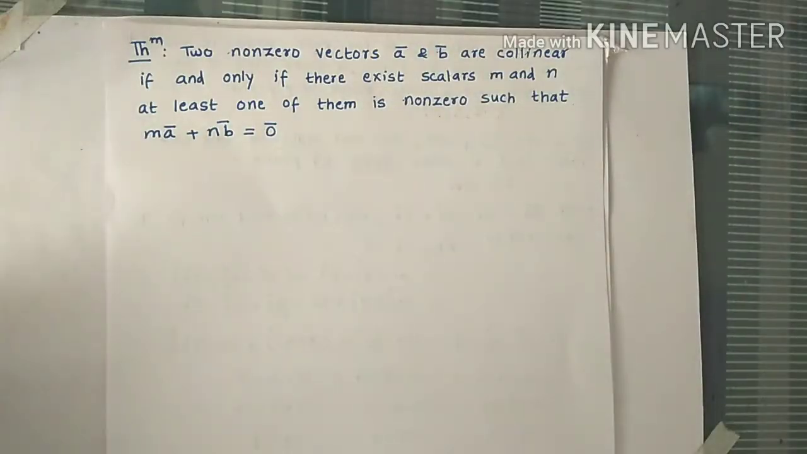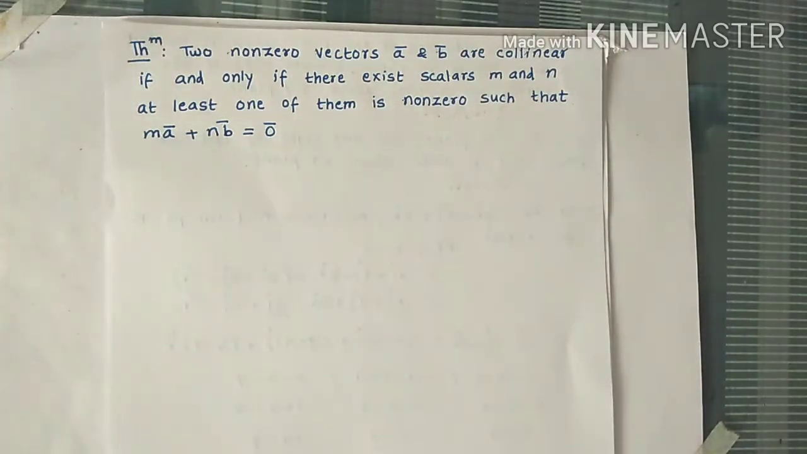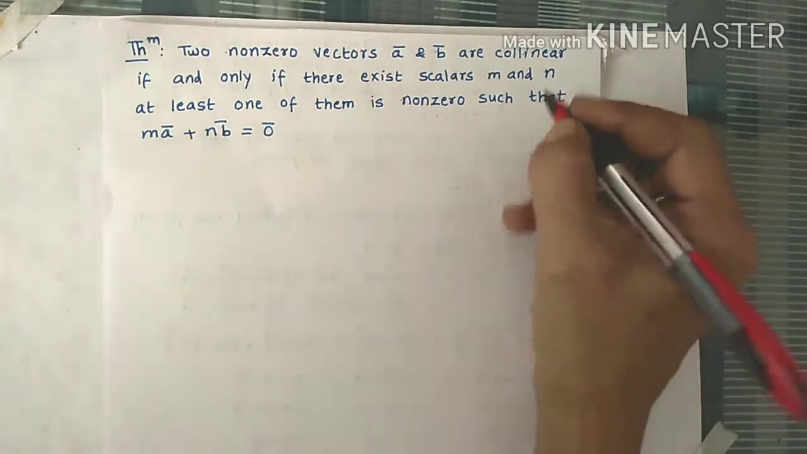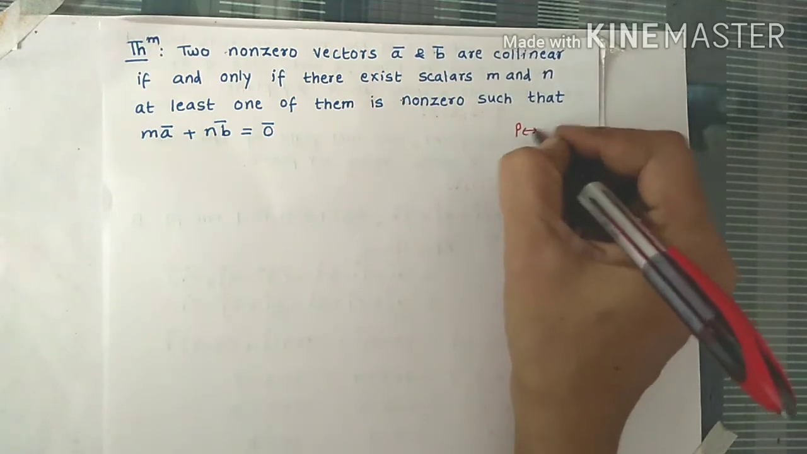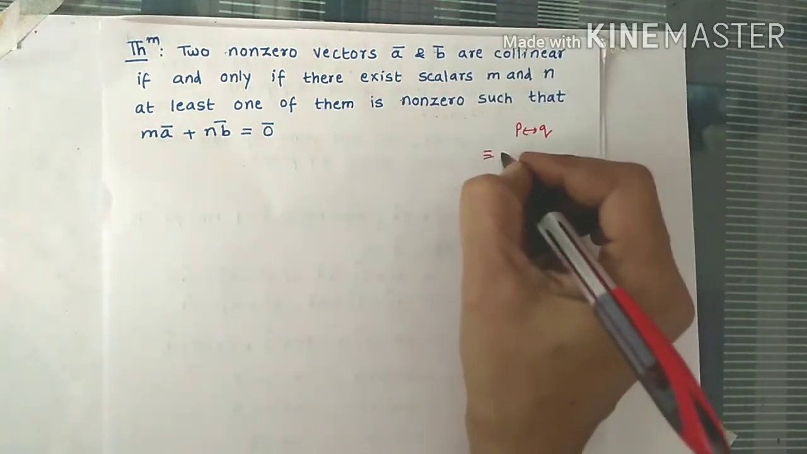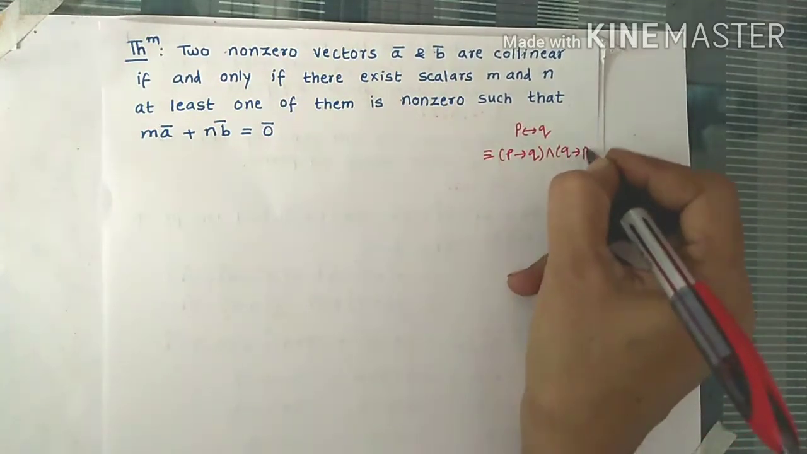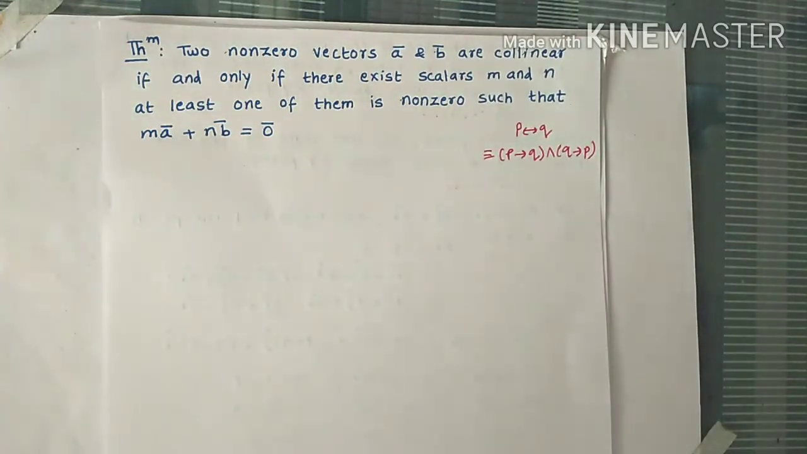Now consider this theorem. Two non-zero vectors a bar and b bar are collinear if and only if there exist scalars m and n, at least one of them non-zero, such that m a bar plus n b bar equal to 0 bar. So here in between we have the words if and only if. Now we know, P if and only if Q means P implies Q and Q implies P, both.